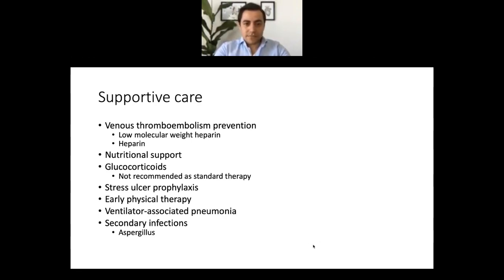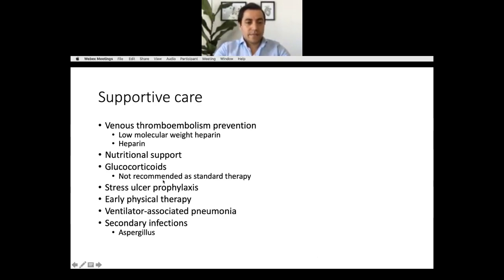And furthermore, you should keep in mind that the patient needs the usual ICU care, which all patients need, like nutritional support, stress ulcer prophylaxis, and the prevention and treatment of ventilator-associated pneumonia, because the COVID-19 patients usually are 2 weeks or more dependent on the ventilator.